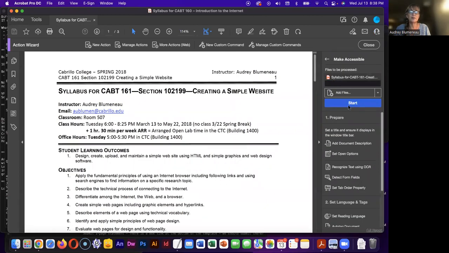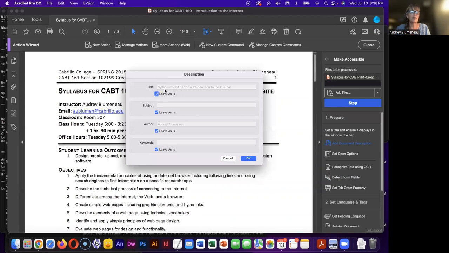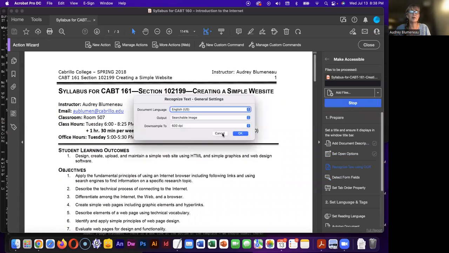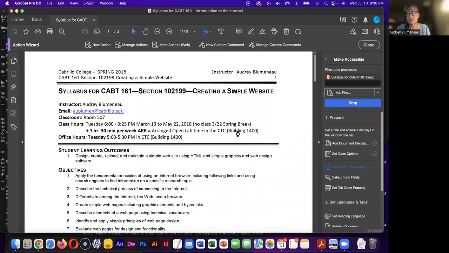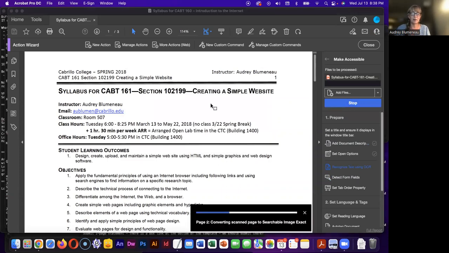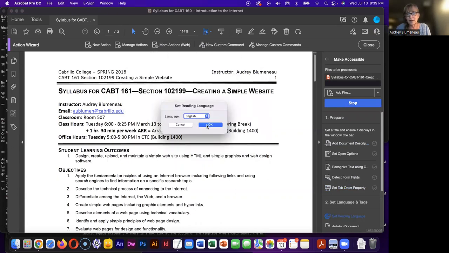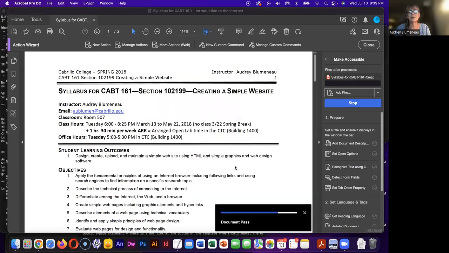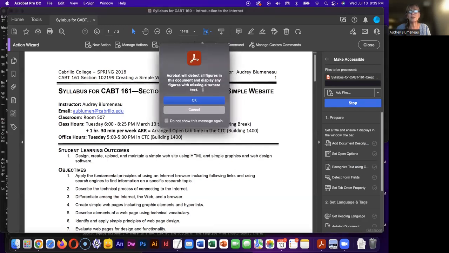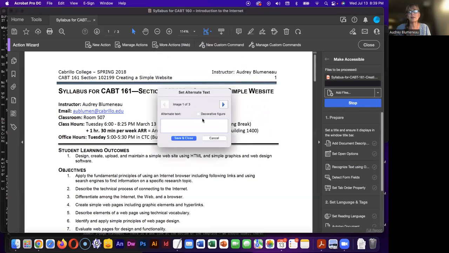There's a start button that will take me through all these different things. This is where I can check the title to make sure it's correct. Then I can go through each of the things it checks. Any searchable image, it will convert. If there are any form fields, I don't have any, so I can skip that step. The reading language should be set to English. It'll look for any images or figures and let me know if there's anything missing.